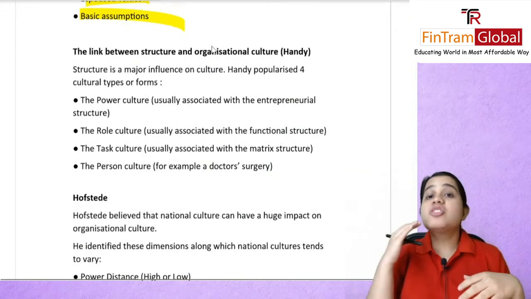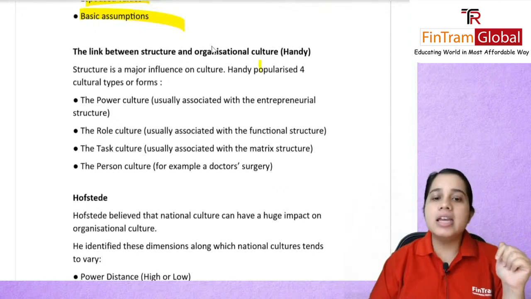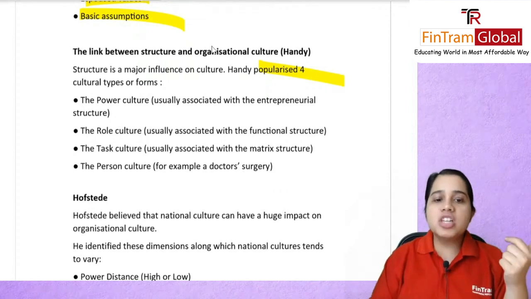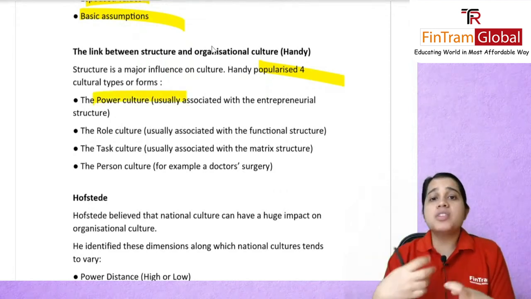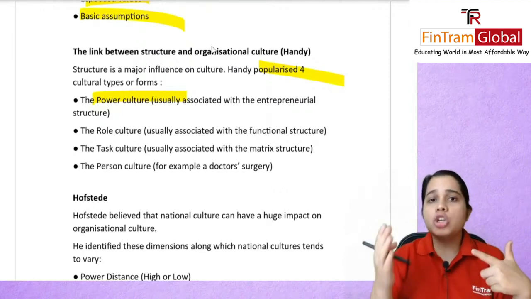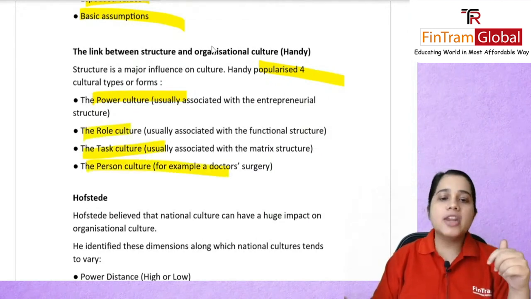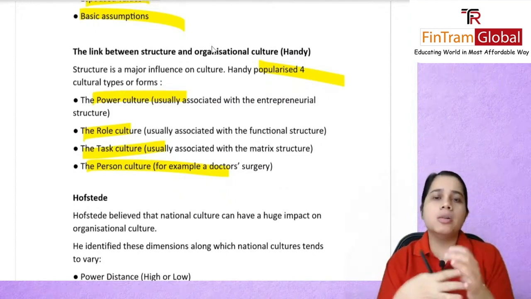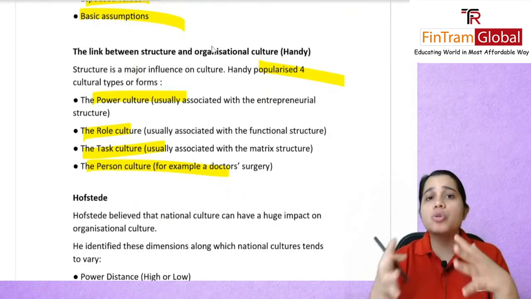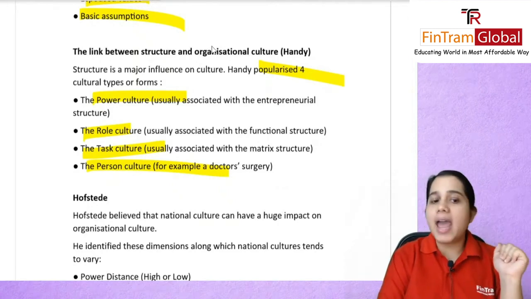Then the link between structure and organization culture was given by Handy, wherein he categorized four cultural types. There was your power culture, usually associated with an entrepreneurial structure. Basically, one person is going to have all of the power and exert it. You have your role culture, with different functions. You have your task culture, and you have your person culture, with specialized people, maybe a law firm, or a group of accountants who open a firm. So they will have a person culture there. That was given by Handy.